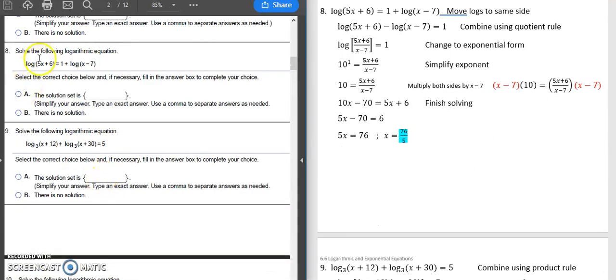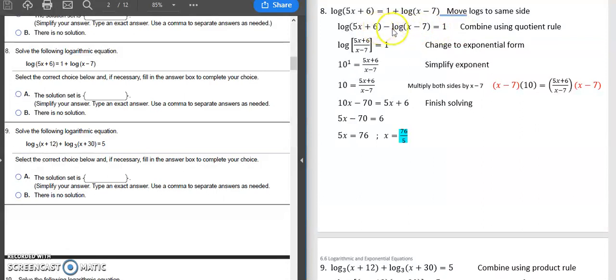All right, so for number 8, we have another logarithmic equation. This time we start out with logs on different sides of the equation, but we want to move them to the same side so that we can combine them into one log expression using the properties of logarithms. So we'll start out by subtracting log of x minus 7 from both sides. So we'll have log of 5x plus 6 minus log of x minus 7 equals 1 now.